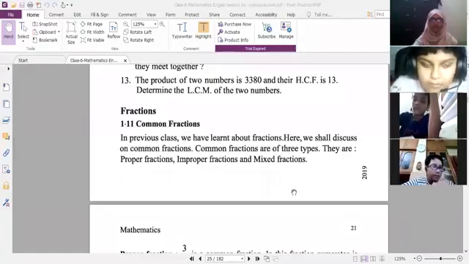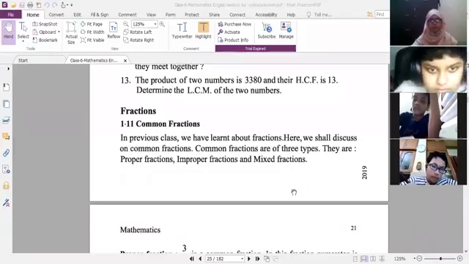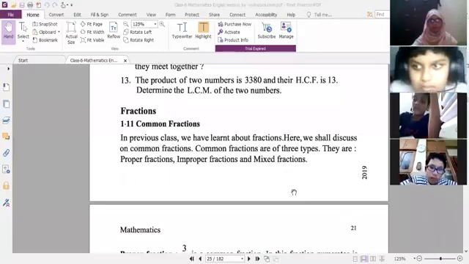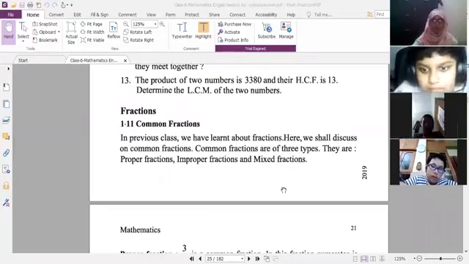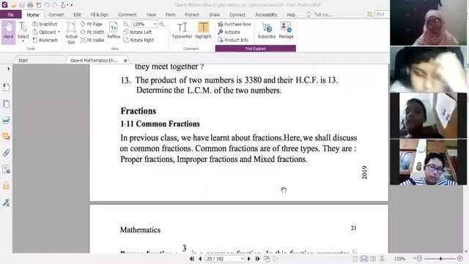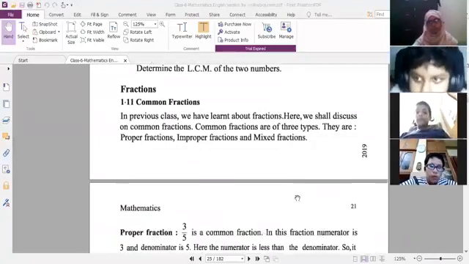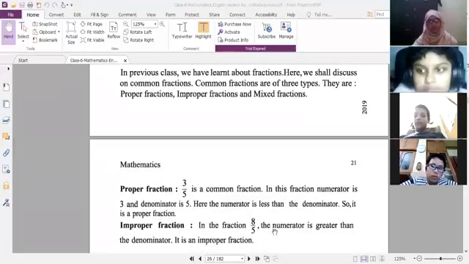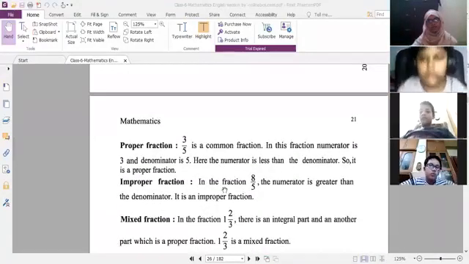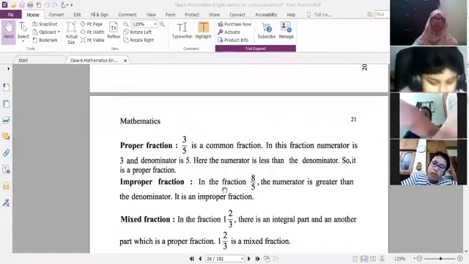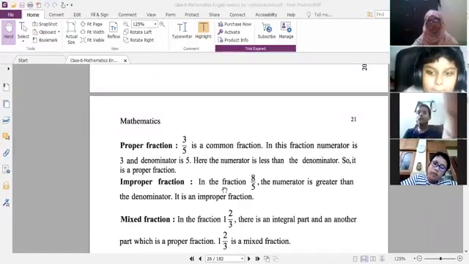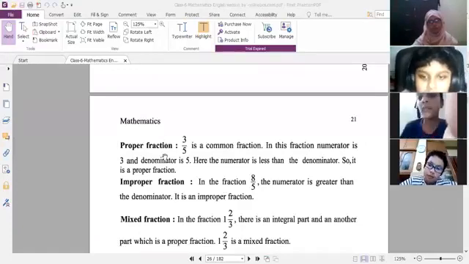Common fractions are generally of three types. They are proper fractions, improper fractions, and mixed fractions. Proper fractions: here we see a fraction where the denominator is greater than the numerator. When the denominator is greater than the numerator, this kind of fraction is a proper fraction.